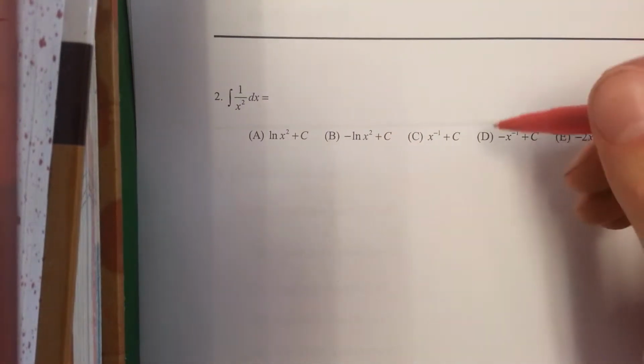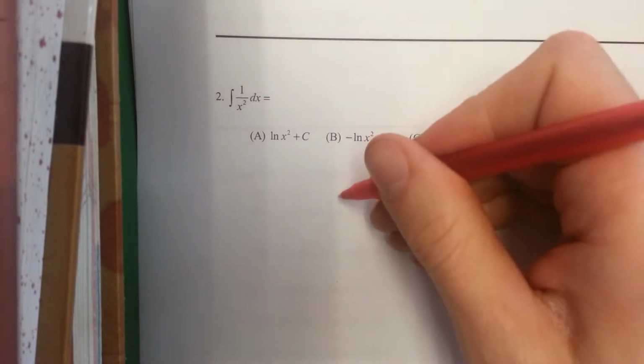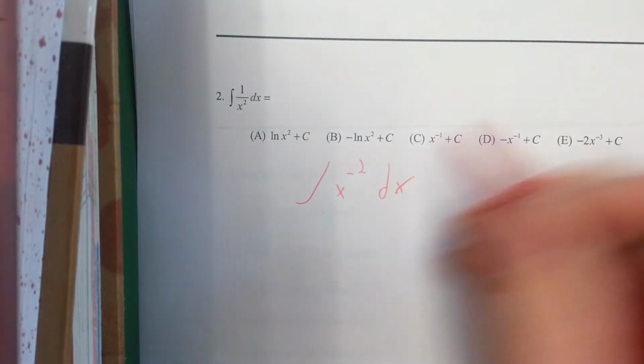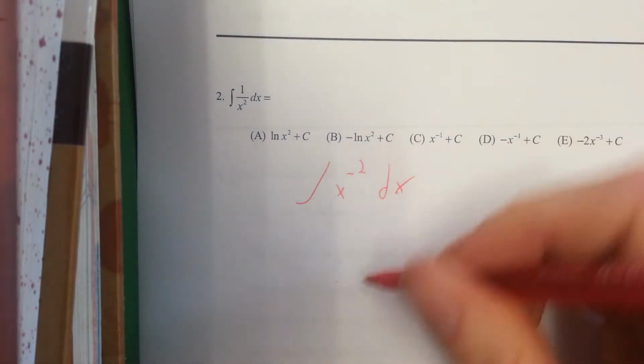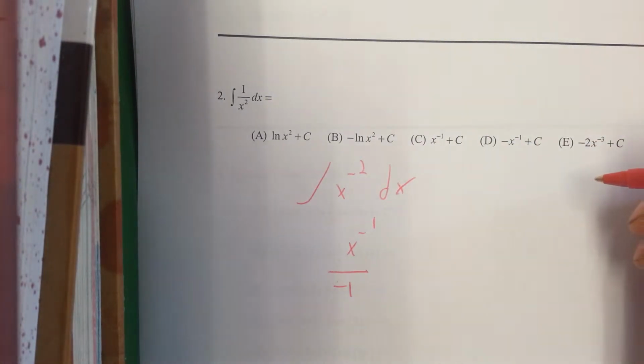Okay, moving on. So 2, we've got an indefinite integral of 1 over x squared. Okay, so I'm going to rewrite that. That's the same thing as this indefinite integral right here. So all we need is an antiderivative, no big deal. I'm going to add 1 to the exponent. I'm going to get x to the negative 1, however, over negative 1. Remember to do that for sure.